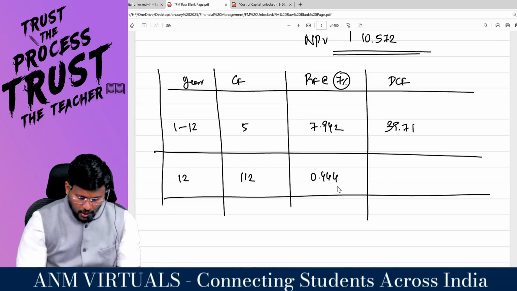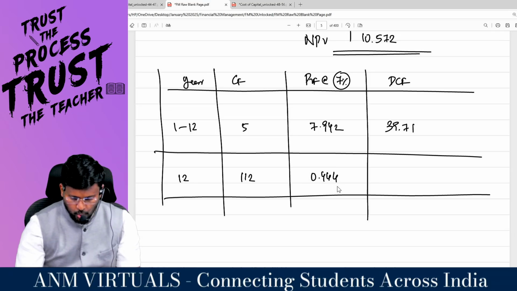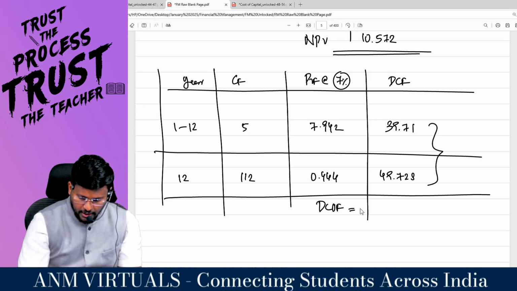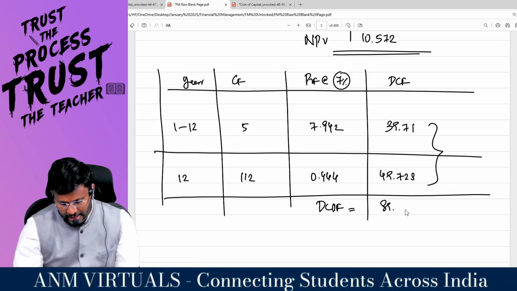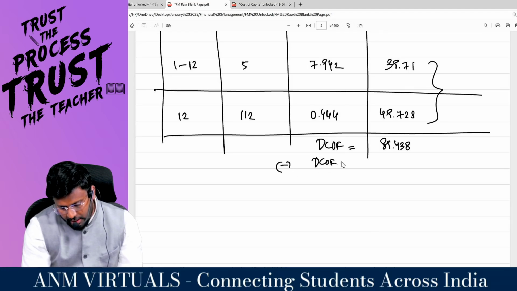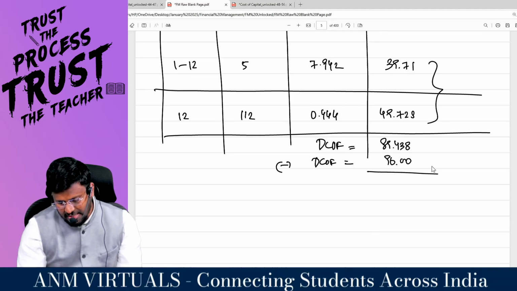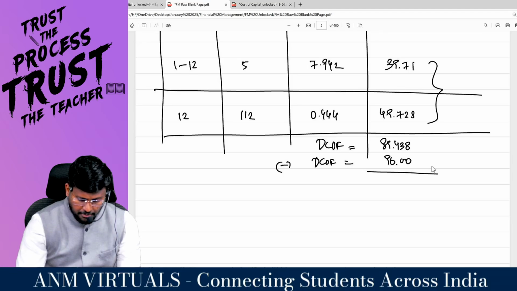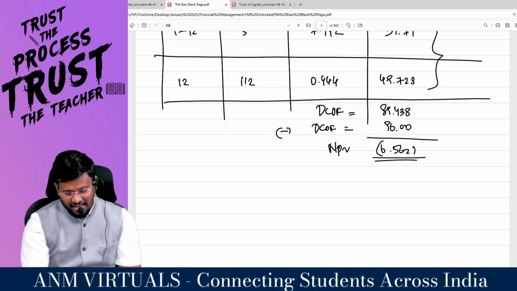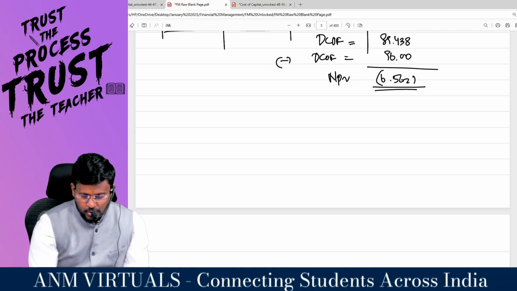0.444. So 112 into 0.444 comes to 49.728. So technically my discounted cash inflow will be equal to 39.71 plus 49.728 comes to 89.438. Less discounted cash outflow is 96. So 89.438 minus 96 comes to 6.562 negative NPV. So I understood that my IRR is between 5 to 7%.